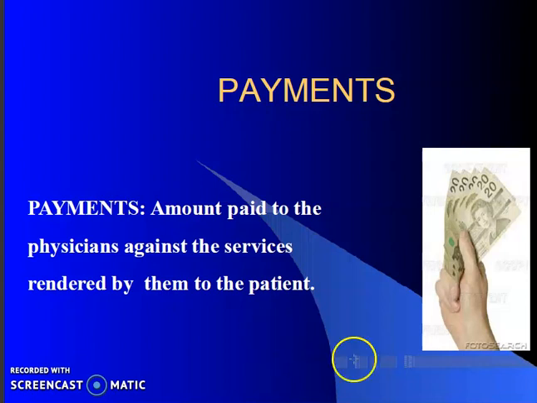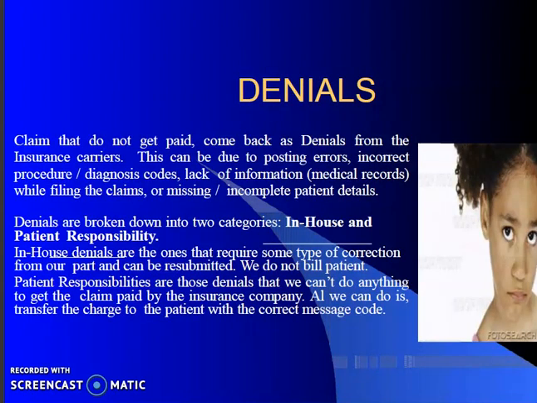Sometimes the claim may be denied by the company because of some errors in the documents. The insurance company will send the reports to the hospital. Again, the hospital has to rectify those errors, and it will be sent to the insurance company again for further processing. This is called in-house patient responsibility.